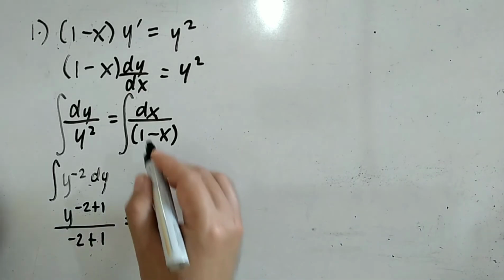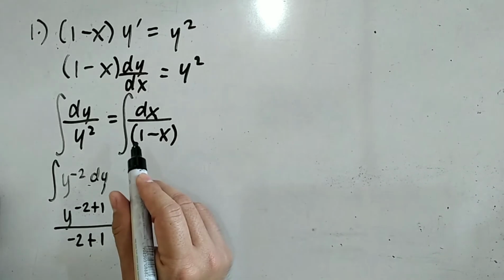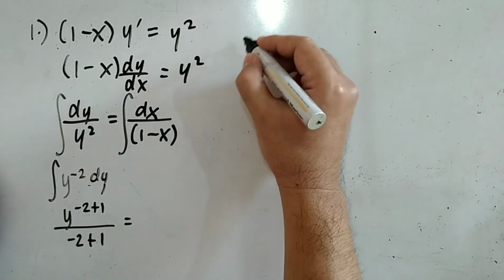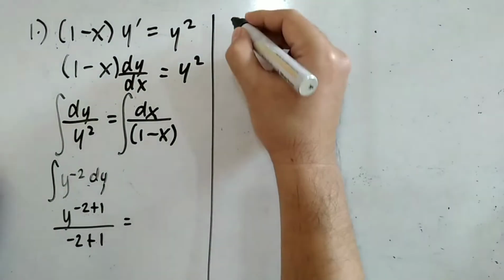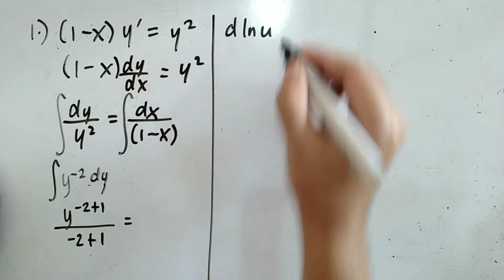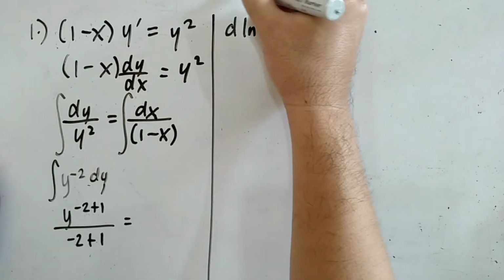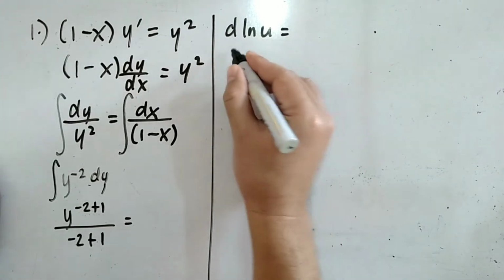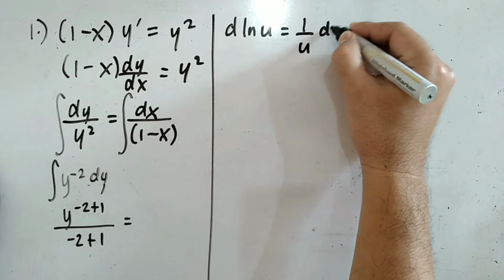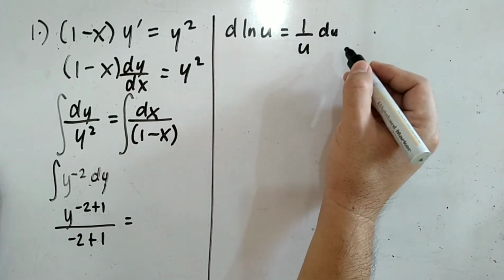So this one is clearly not a simple power rule, but this is a case of a natural logarithm. If you recall, the derivative of ln of u, where u is a function of x, for instance 1 minus x, this is our u, the derivative of ln of u is 1 over u du over dx, or simply 1 over u du.